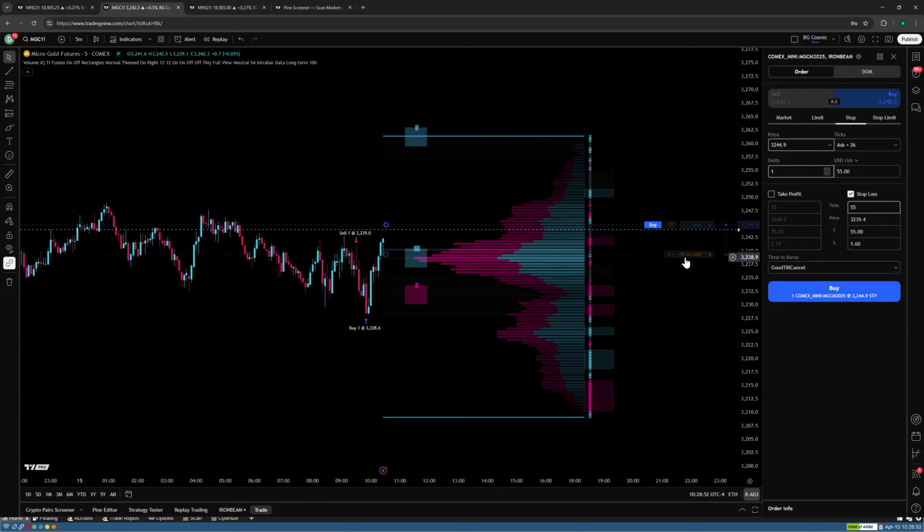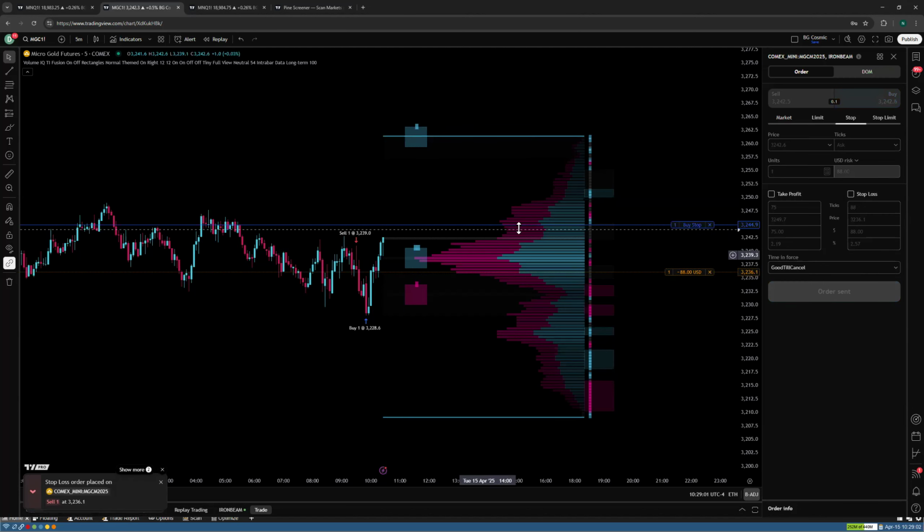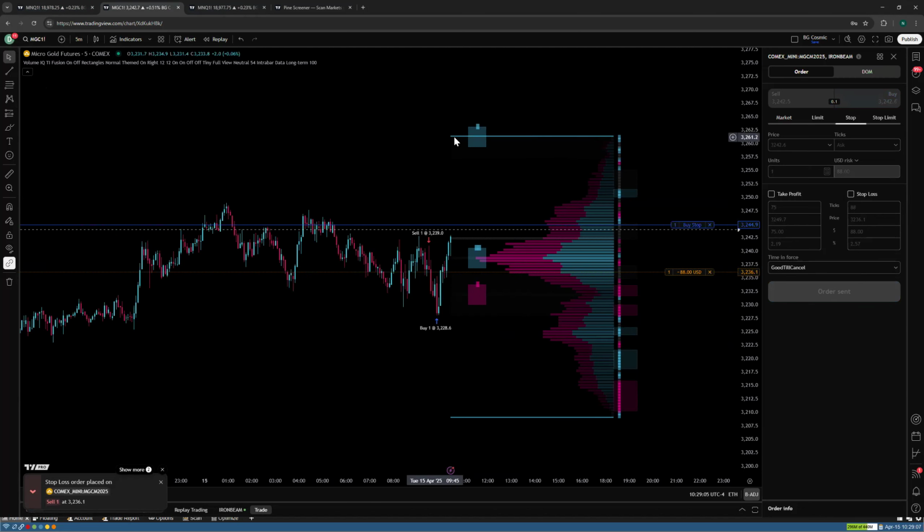So where would we put the stop loss? I think we should just put it below the zone, right here. Perfect. That's about an $80 risk. It's a very low risk trade, and let's see how this one pans out.